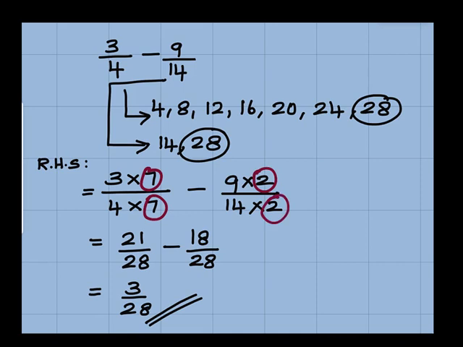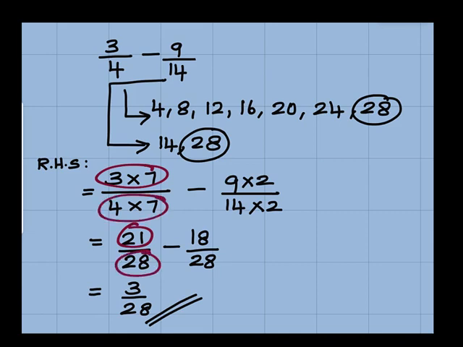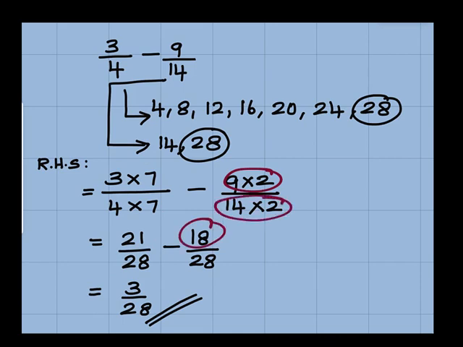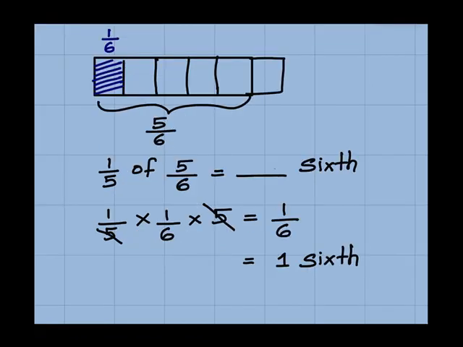Okay, we have multiplied the fractions now. So when we multiply, we get 3 times 7 is 21 and 4 times 7 is 28. And in the next fraction, 9 times 2 is 18 and 14 times 2 is 28. If you see here, now we have like units, 28 and 28. It's easy to subtract. 21 minus 18 is 3. So the answer is 3 over 28.